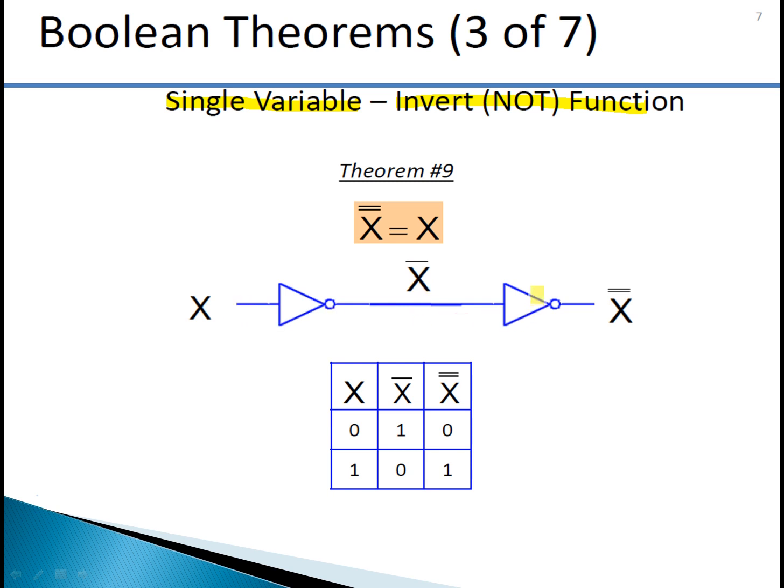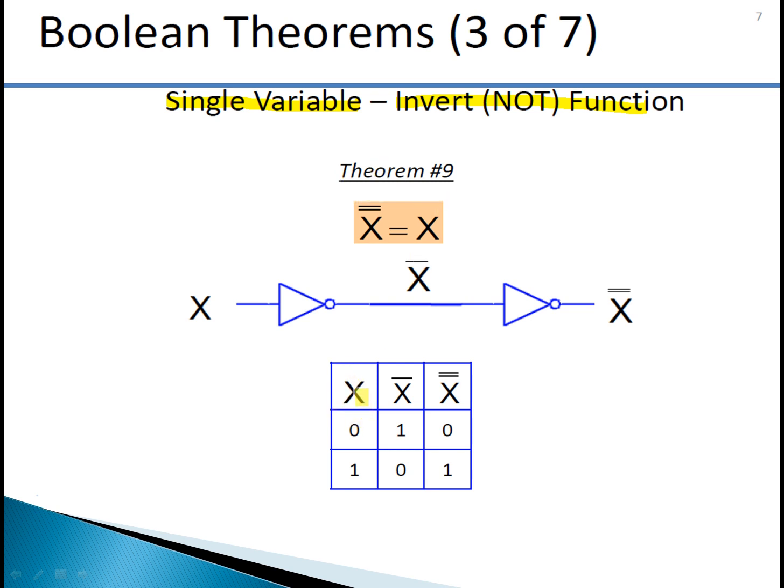And here one more NOT gate, that is the output of the first NOT gate is connected to input of the second NOT gate. That means one more time we are complementing this x bar. So already it is x bar. The output of this second NOT gate is x double bar, and that is equal to x.